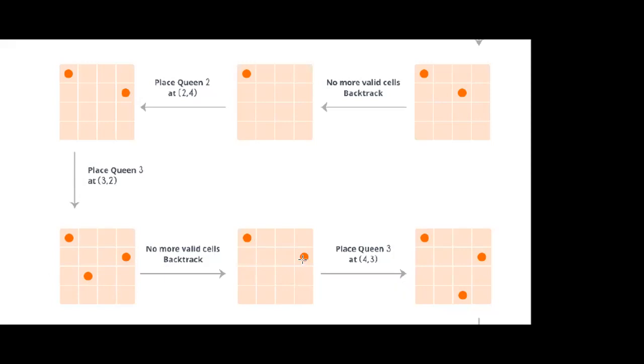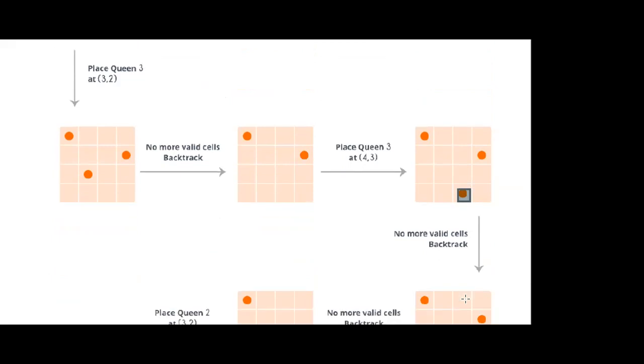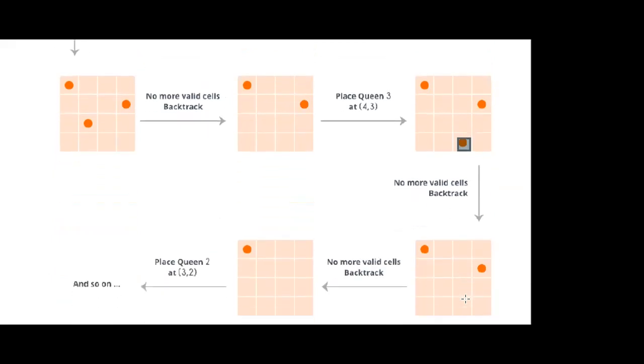Now after backtracking, suppose again we are searching for the next slot and we find the slot at 4, 3. So we place the queen at this position, that is 4, 3. Now after this, again we are not finding any place to position our 4th queen. So again we start backtracking, remove this queen. The remaining queens are these 2. Then again using backtracking, remove this queen. Then the remaining queen is here.